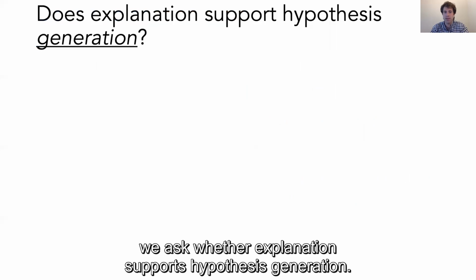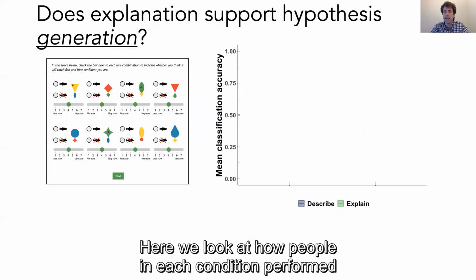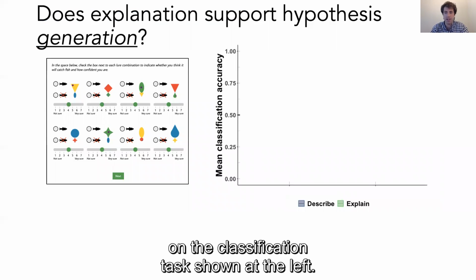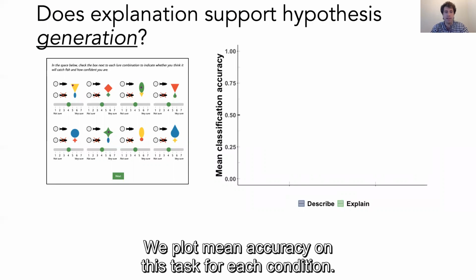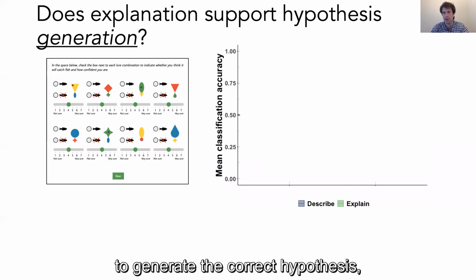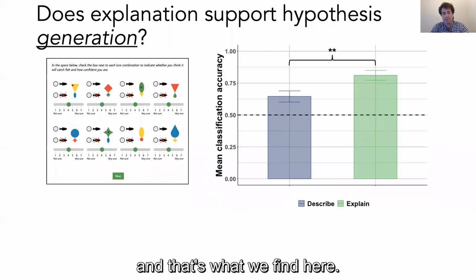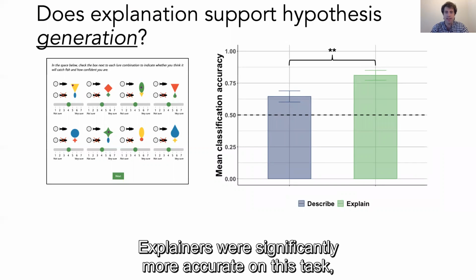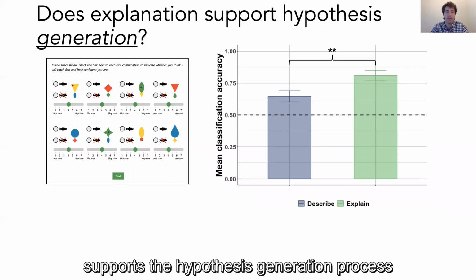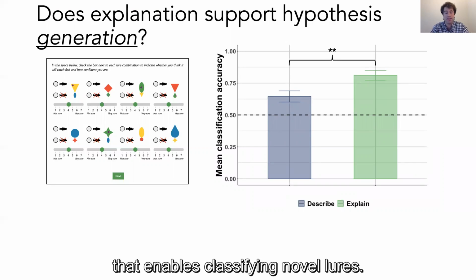So first, we ask whether explanation supports hypothesis generation. Here, we look at how people in each condition performed on the classification task shown at the left. We plot mean accuracy on this task for each condition. If explainers were more likely to generate the correct hypothesis, they should have higher accuracy. And that's what we find here. Explainers were significantly more accurate on this task, suggesting that explanation supports the hypothesis generation process that enables classifying novel lures.